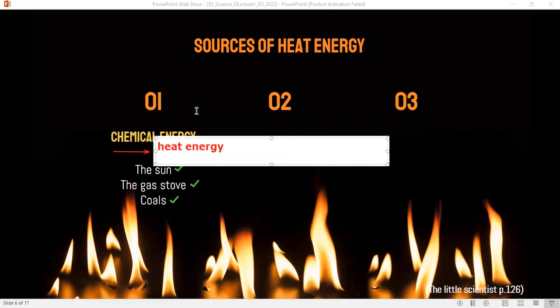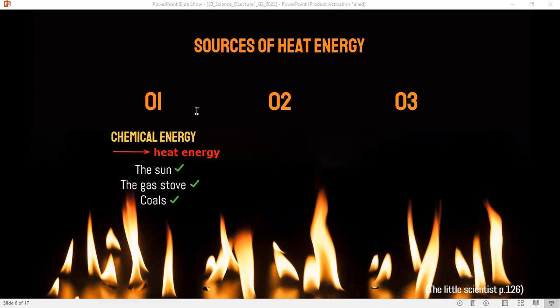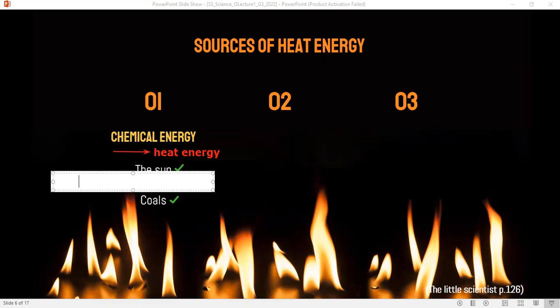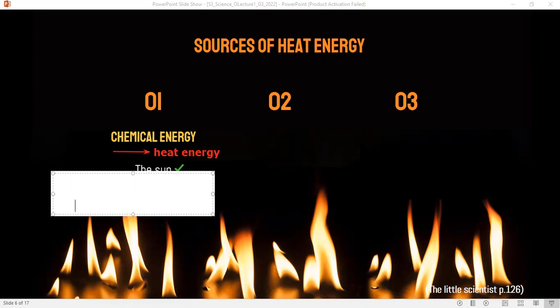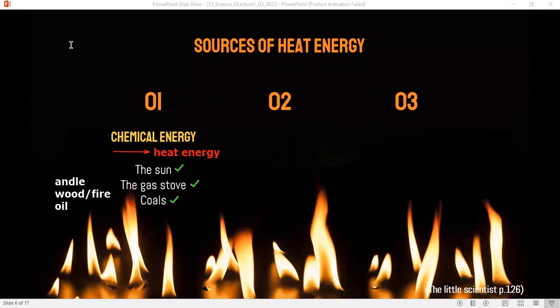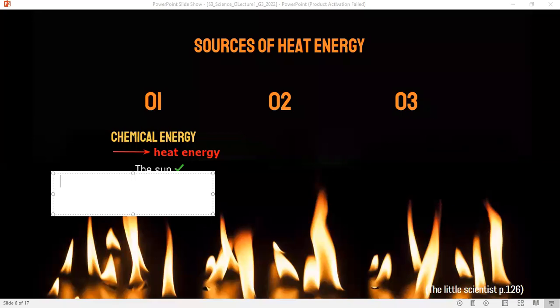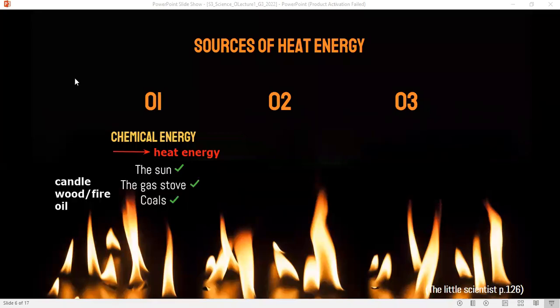Each time you burn something, let me add some examples. The candle, wood. When you burn wood to make fire, when you burn oil to cook French fries, for example. Okay, those are other examples of things that can be burned to produce heat. Here we're talking about the chemical energy turning into heat energy.